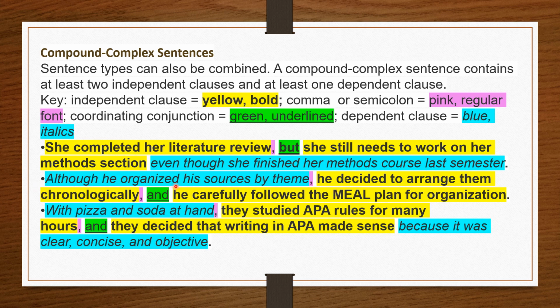Although he organized his sources by theme, he decided to arrange them chronologically, and he carefully followed the meal plan for organization. Okay, the last example. With pizza and soda at hand, they studied APA rules for many hours and they decided that writing in APA methods made sense because it was clear, concise, and objective.